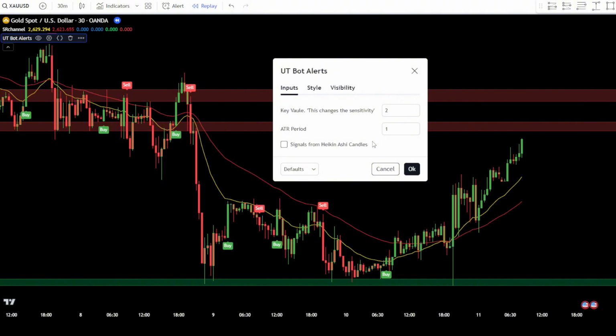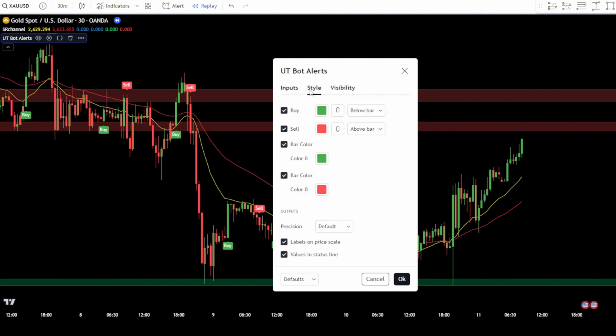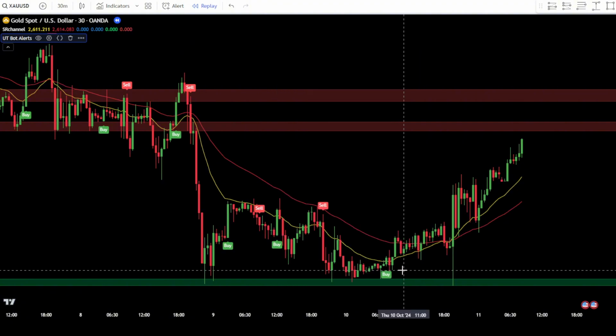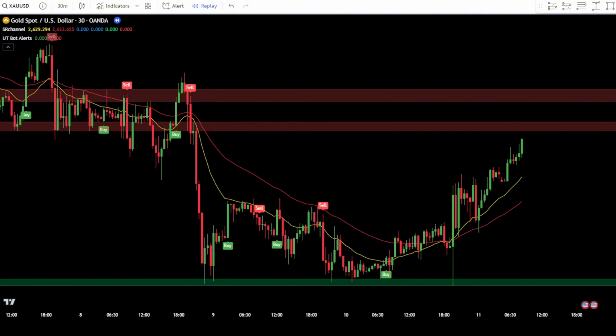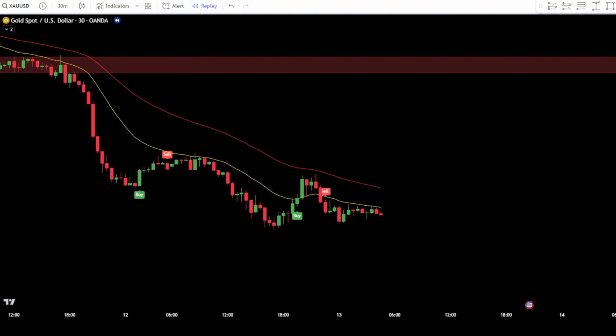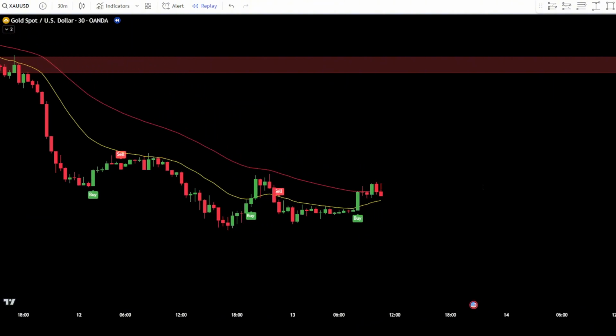After that, go to the Style tab. Disable the checkbox for bar color. Once done, click OK to save the changes. The UT bot alerts indicator will help identify the best points to place entries in the market. You simply need to pay attention to the signals it provides. To make this clearer, let's discuss how to place buy and sell entries using this support and resistance trading strategy.